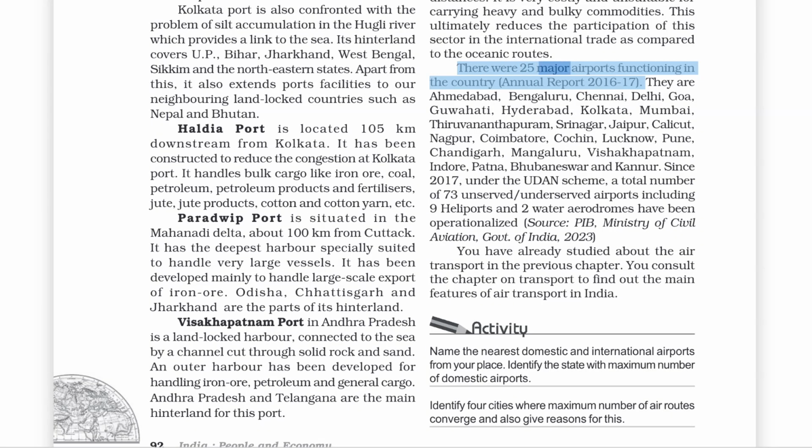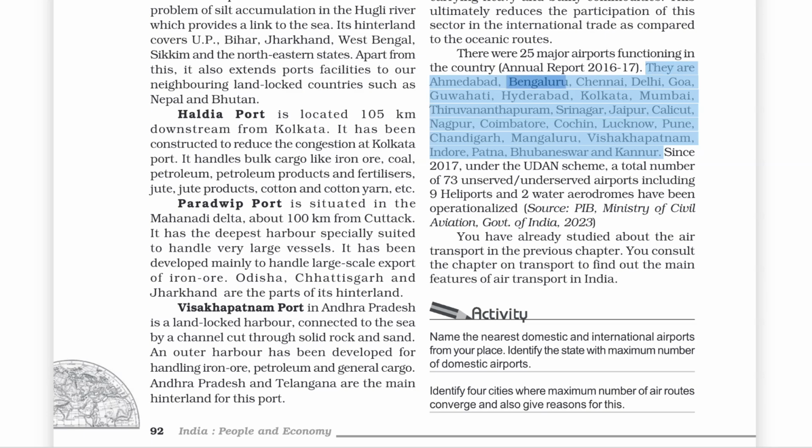There were 25 major airports functioning in the country. Annual Report 2016-17. They are Ahmedabad, Bengaluru, Chennai, Delhi, Goa, Guwahati, Hyderabad, Kolkata, Mumbai, Thiruvananthapuram, Srinagar, Jaipur, Calicut, Nagpur, Coimbatore, Cochin, Lucknow, Pune, Chandigarh, Mangaluru, Visakhapatnam, Indore, Patna, Bhubaneswar, and Kannur.